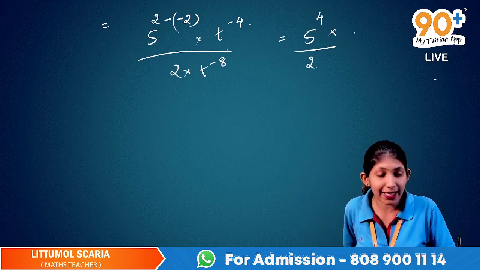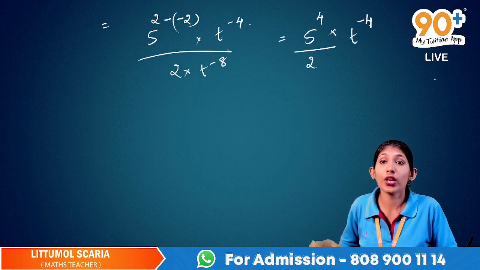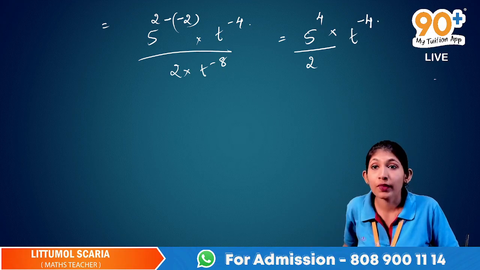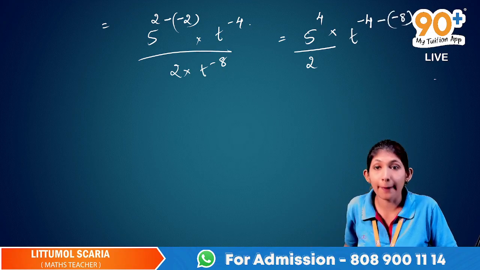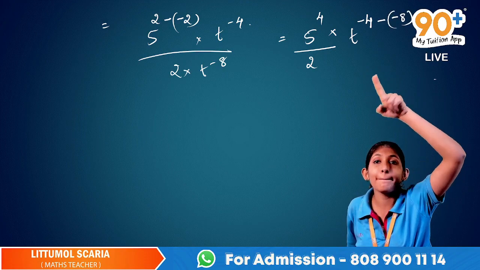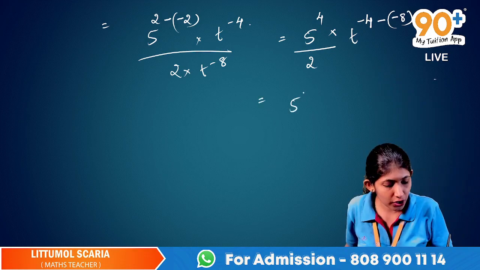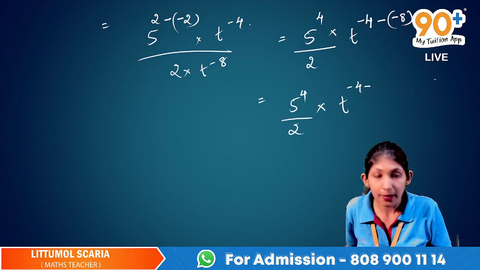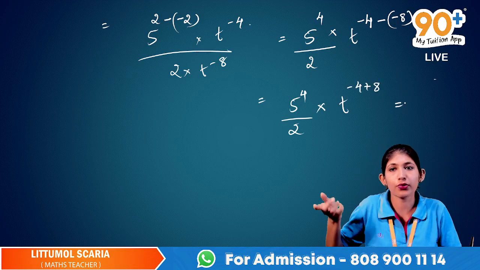A raised to m. Again the same thing. A to the power m by a to the power n is equal to a to the power m minus n. M is minus 4, n is minus 8. So m minus n. Minus 4 minus minus 8. എന്ത് വരും? Plus 8. Minus into minus is plus, right? Now minus 4 plus 8 എന്ന് പറഞ്ഞാൽ എത്രയാ?